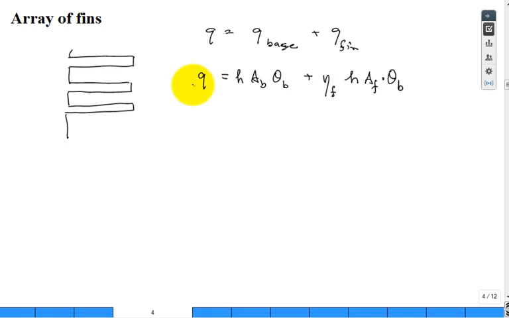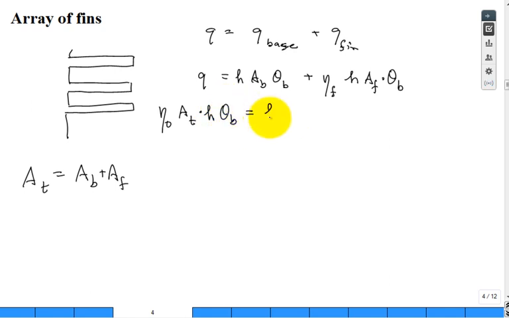You want this total Q to be represented by an overall efficiency times the area total. What do you mean by area total? Well, area total is going to be the area of the base plus the area of the fin. But just leave it area total for right now. Times the convection coefficient. Maybe I should have put an h there. And then theta base. h A base theta plus efficiency of the fin, h area fin, theta base.